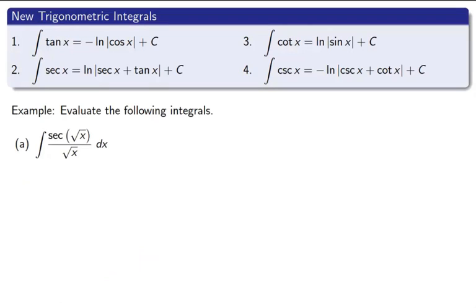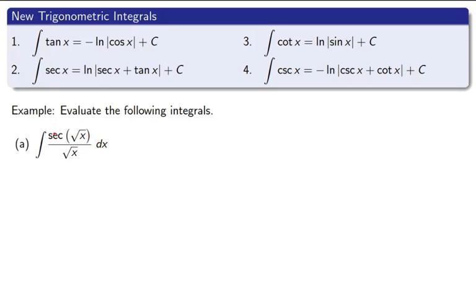The last four are given by these formulas. Tangent x we just found to be negative natural log cosine x plus c. Secant x we just found to be natural log of absolute value secant x plus tangent x plus c. Now the other two, using similar techniques, we get that the integral of cotangent x is natural log sine x plus c, and the integral of cosecant x is negative natural log of the absolute value cosecant x plus cotangent x plus c. So now we've got four new integrals that we can learn.